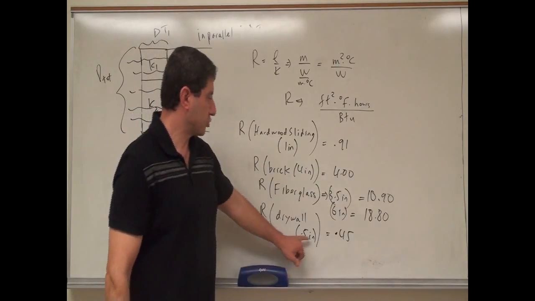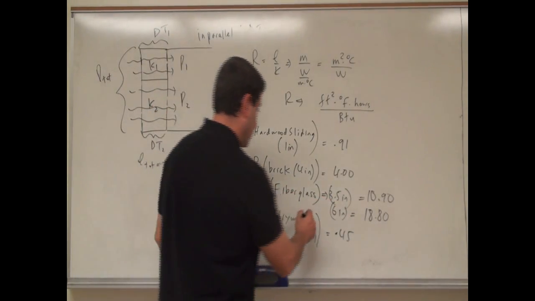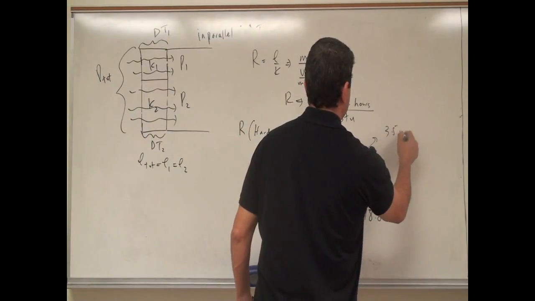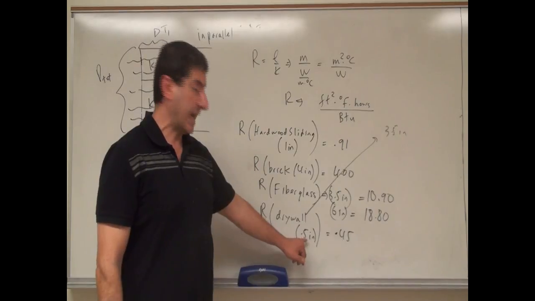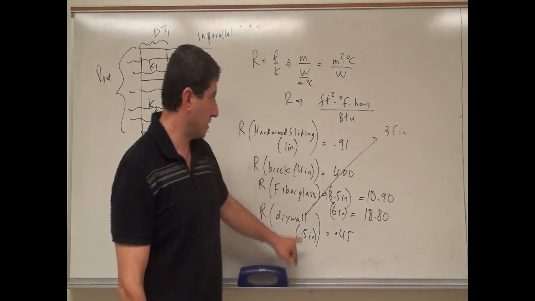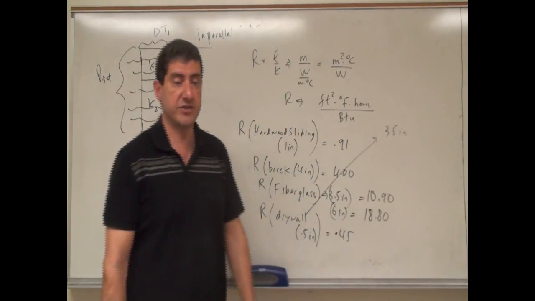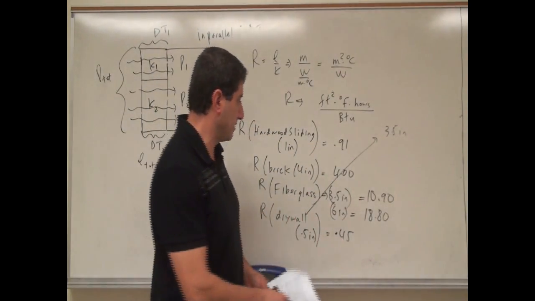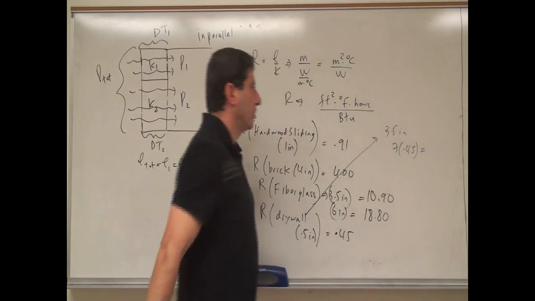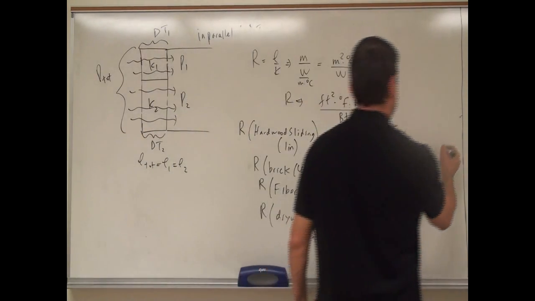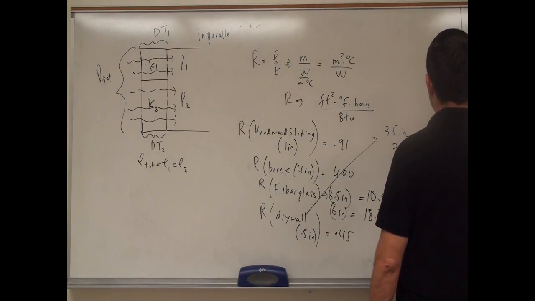Okay, well, what if the drywall was 3.5 inches? We can compare them. The table gives us the thickness of a drywall that's a half an inch, and it's 0.45. Well, if it was 3.5 inches, 0.5 goes into 3.5 seven times, right? So we would multiply the 0.45 by 7, and then what would that give us? That would give us 3.15.